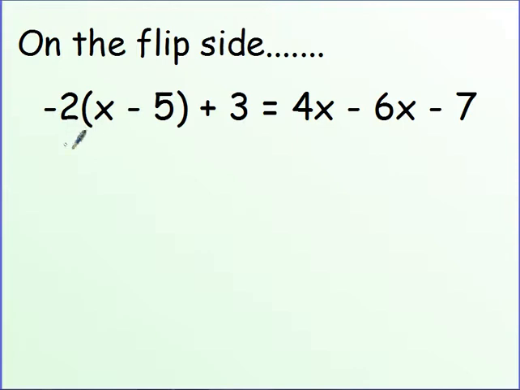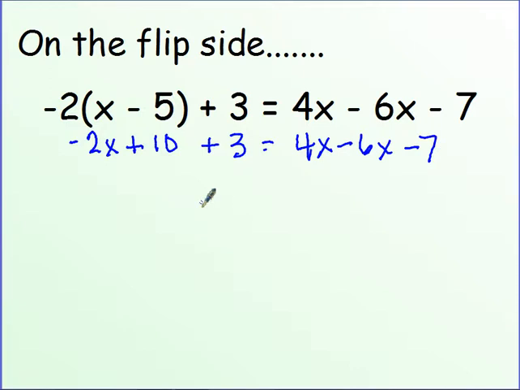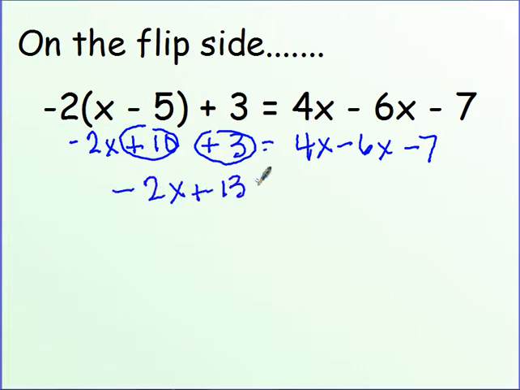In this equation, after I do my distribution, which is always my first step, I get negative 2x plus 10 plus 3 equals 4x minus 6x minus 7. Now I'm going to combine like terms. I have positive 10 and I'm adding 3, so I get negative 2x plus 13. On the other side I have 4 x's and I'm subtracting 6 x's. I get negative 2 x's minus 7.